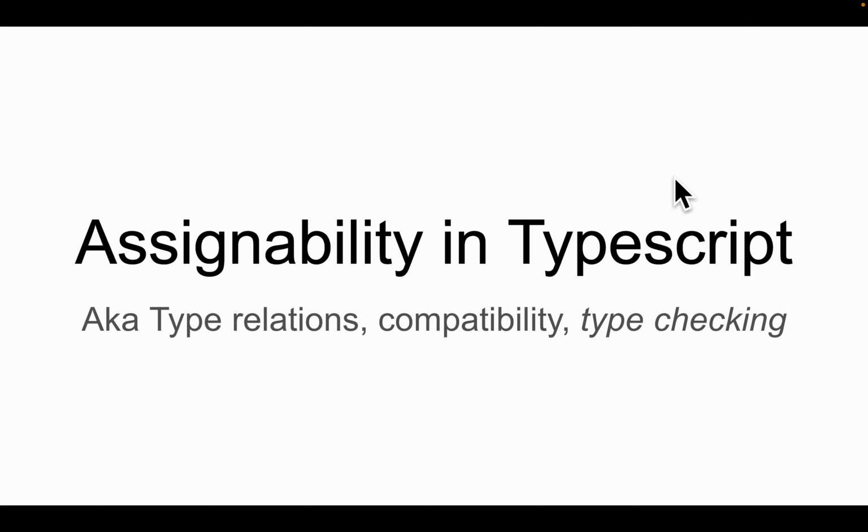I'm Nathan Shively-Sanders, and let's talk about assignability in TypeScript. Also known as type relations, type compatibility, type checking. It's kind of the most common type check that the compiler does, and so if you're not being precise, it's kind of easy to think of assignability as just checking types at all.